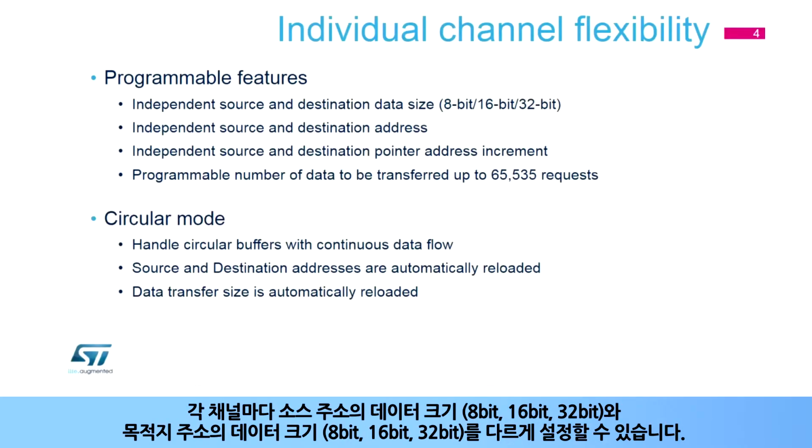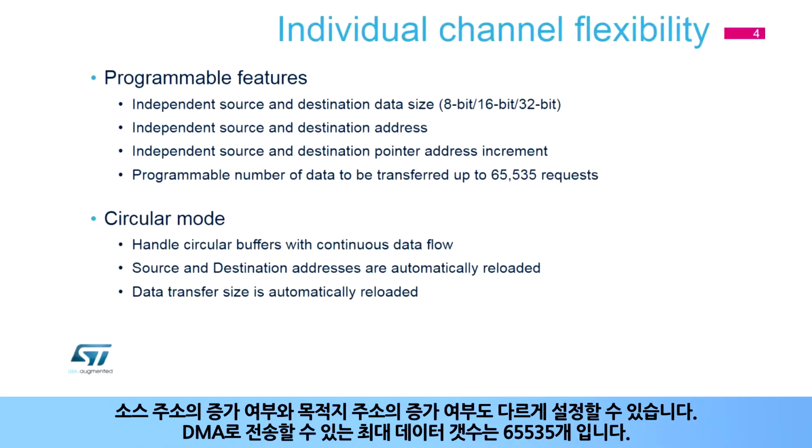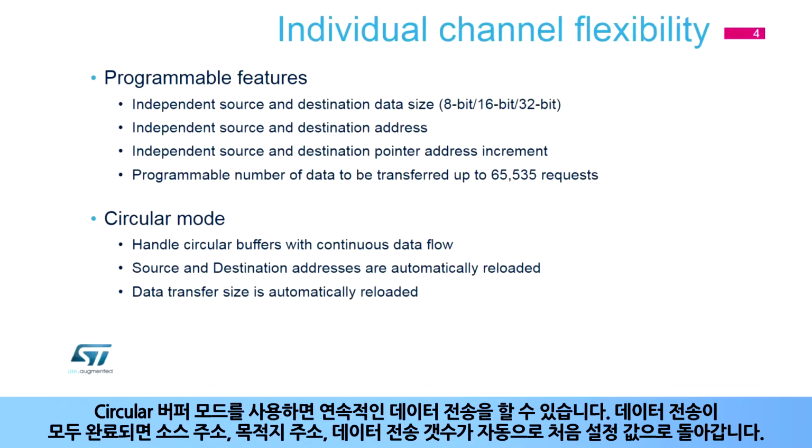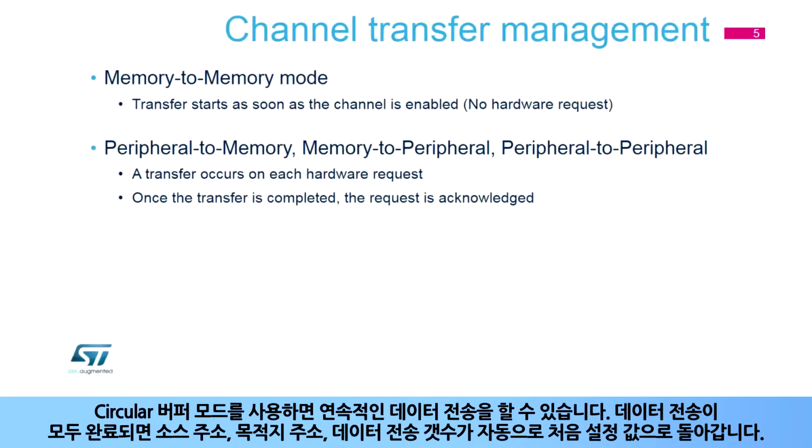For each channel, the source and destination data size format is independently configured for 8, 16, or 32-bit packets. The source and destination address and pointer increment are also independently configurable. The transfer data size can be pre-programmed up to 65,535. Circular buffer mode is available to support a continuous flow of data. The source and destination addresses and the number of data to be transferred are automatically reloaded after the complete transfer.